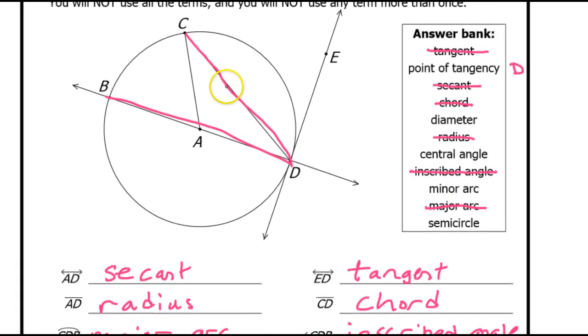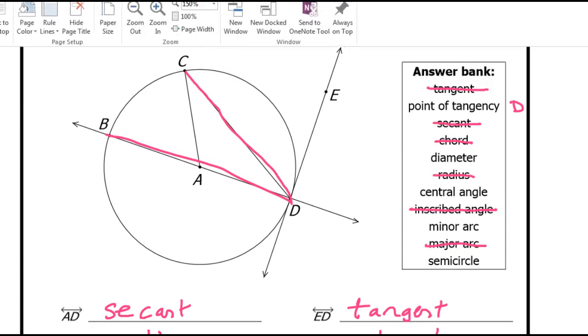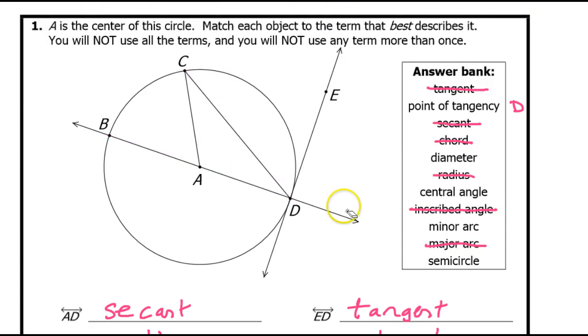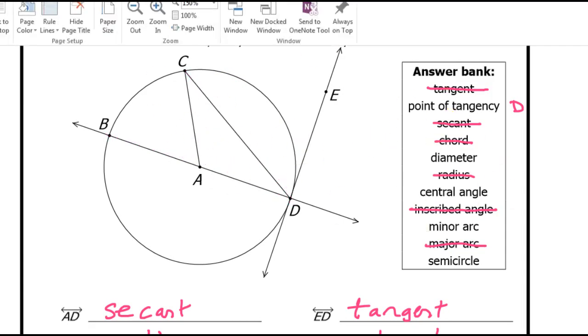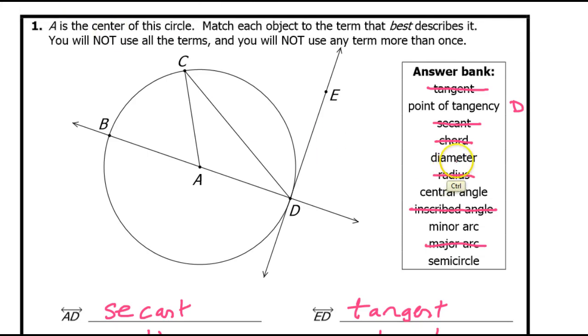Now I'm just going to run through the ones that did not show up yet and give an example of each just for the purposes of learning. So diameter. A diameter is a chord, similar to how CD is a chord. It begins and ends on a circle. But if you have a chord that goes through the center of the circle, that's a diameter. For example, segment BD would be a diameter.